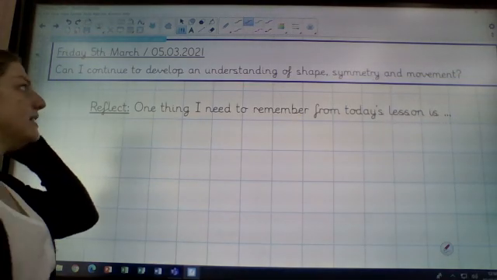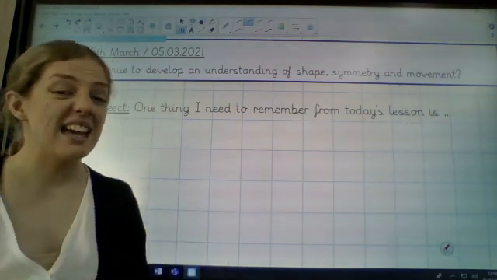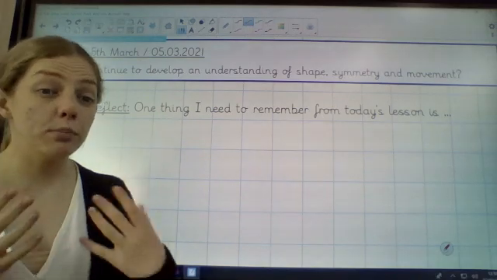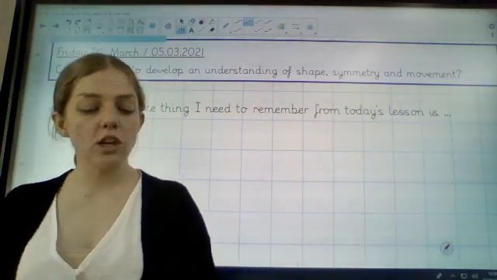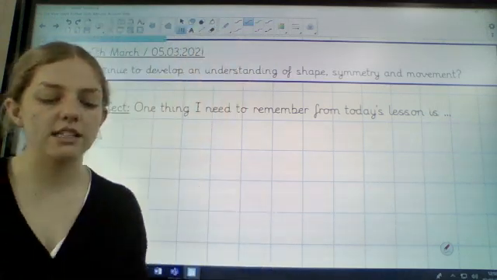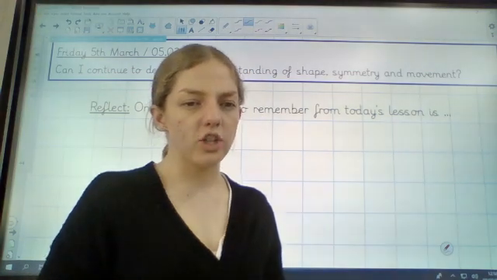And reflecting on today's lesson, one thing I need to remember from today's lesson is, is it how to write your coordinates down correctly? Is it how to plot your coordinates correctly? Is it that you need to take your time to read the coordinates to make sure that they are correct on your grid? Okay, so have a think on that reflection.